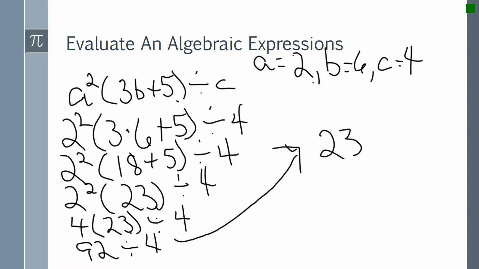That's now times 23 divided by 4. All right, so 2 squared is 4. So I got 4 times 23 divided by 4. And 4 times 23 is 92 divided by 4. Let's move this over here so we can still see what we're doing. So I got 92 divided by 4, and my evaluation of this algebraic expression is 23.